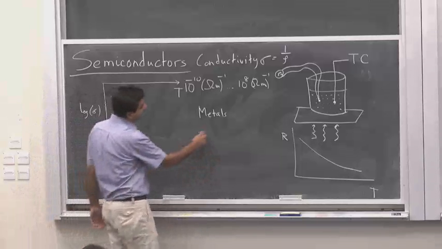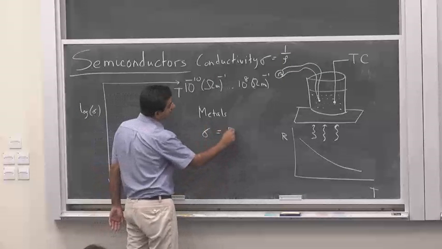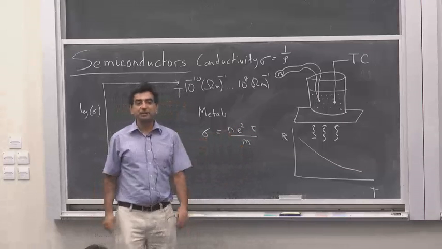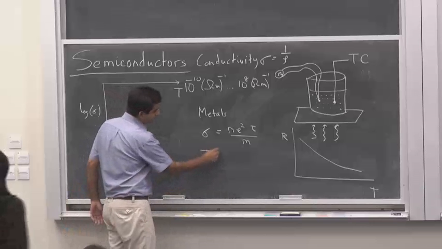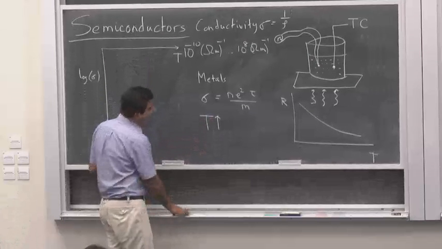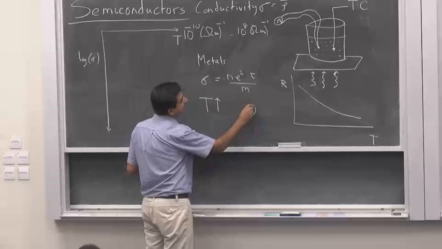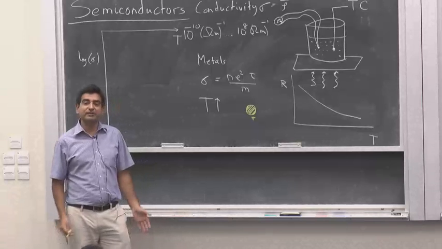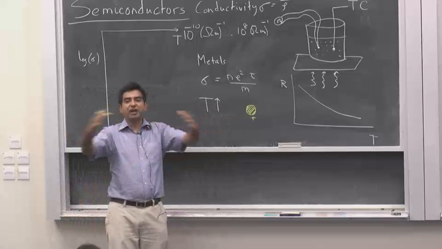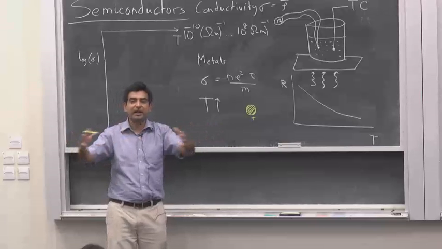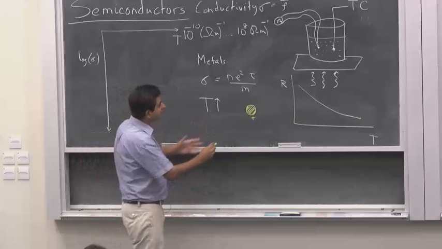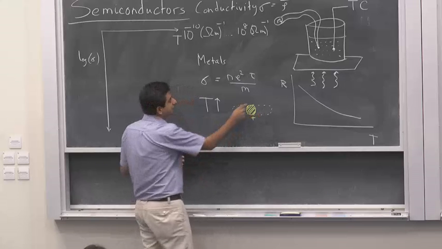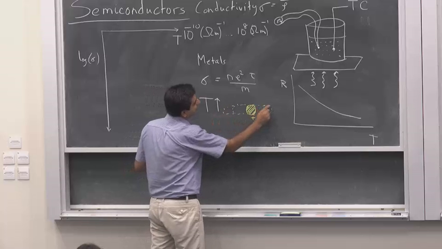We know that the conductivity of a normal metal in the Drude model is given by n e squared tau over m. Now tau is the average time between collisions. If I increase the temperature, those electrons which are colliding with positively charged ionic cores, the collisions become more frequent, because as the temperature goes up, this positively charged ionic core is now vibrating with a bigger amplitude. Higher the temperature, higher will be the amplitude of oscillation of this ionic core.